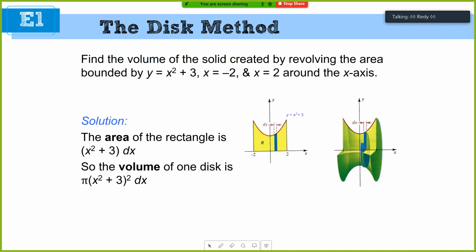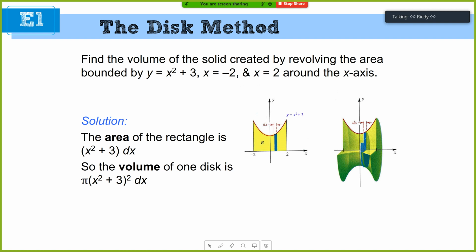Question? Top minus bottom. On the top is the function, x squared plus 3. On the bottom is the line y equals 0. So x squared plus 3 minus 0, top minus bottom. Okay? Which is also the radius of that disk when it spins around. Okay?